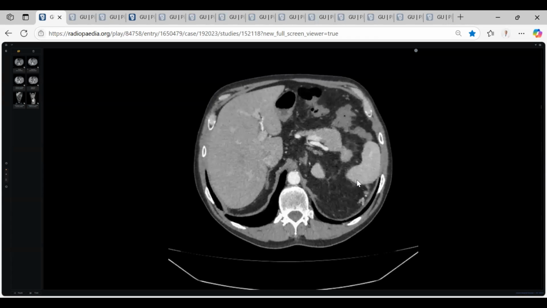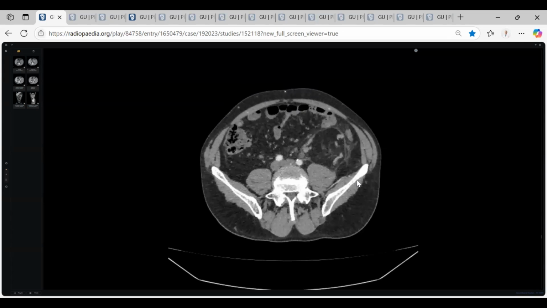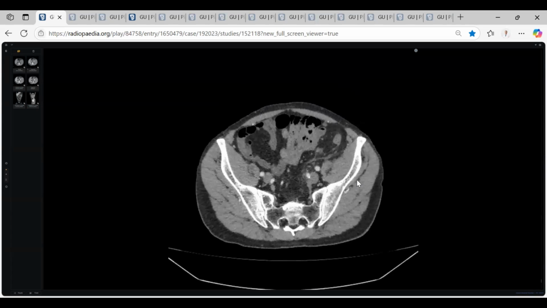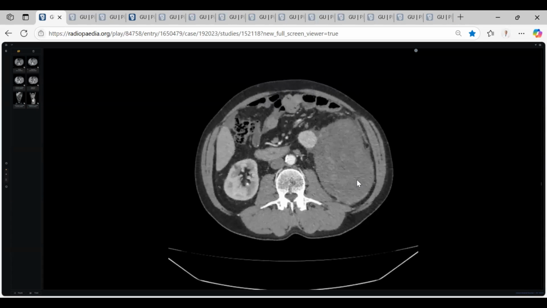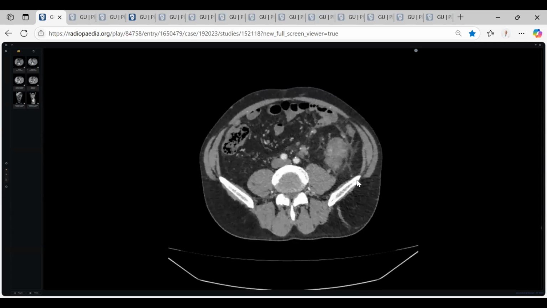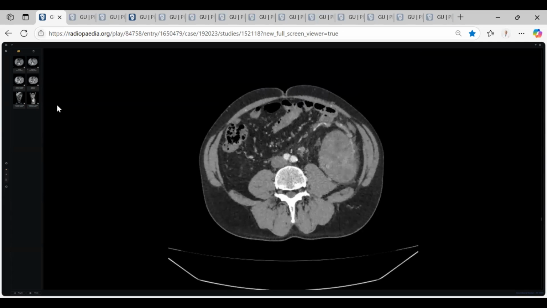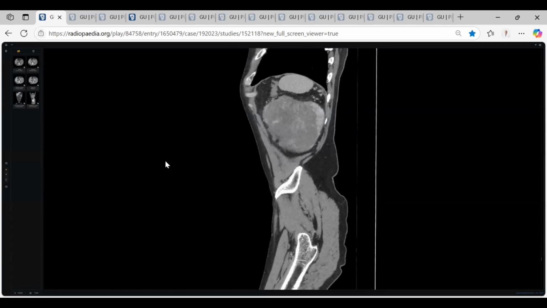As this is arising from the perinephric space, I keep the differential of liposarcoma in this particular case, because this is a large heterogeneous mass, extrarenal in origin. Another possibility, other than liposarcoma, could be another soft tissue sarcoma.